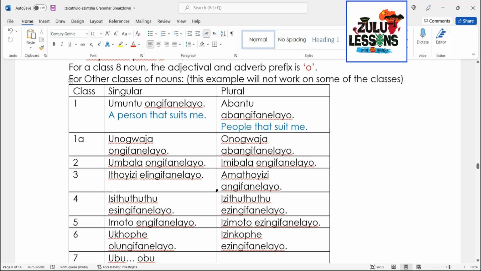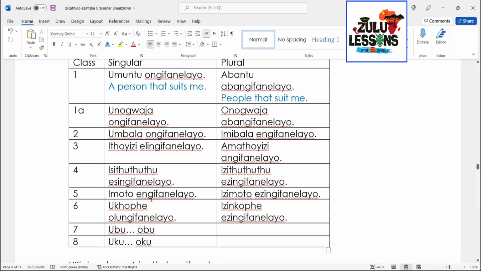And then for the plural, amatoyizi angifanelayo. Amatoyizi angifanelayo. Toys that suit me. That a that I'm stressing there, that's the prefix for the plural adjective or adverb.